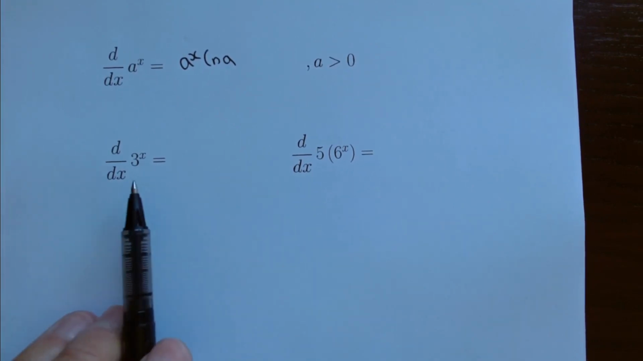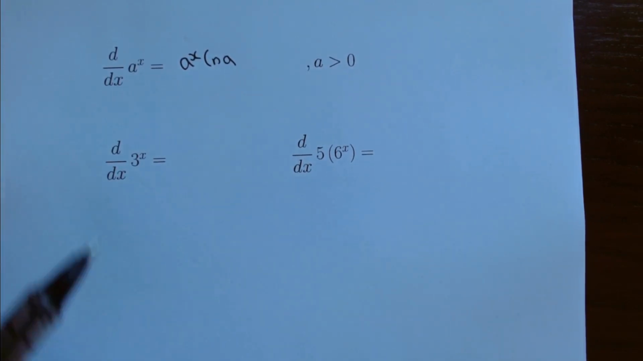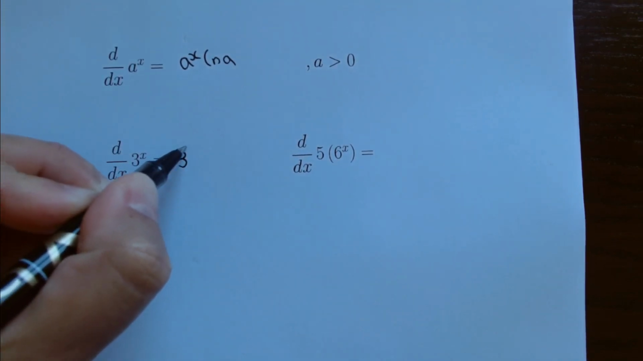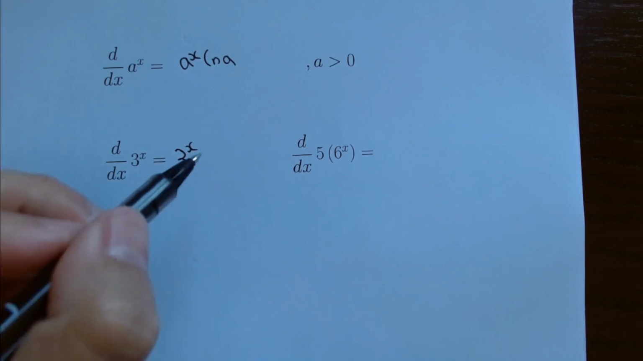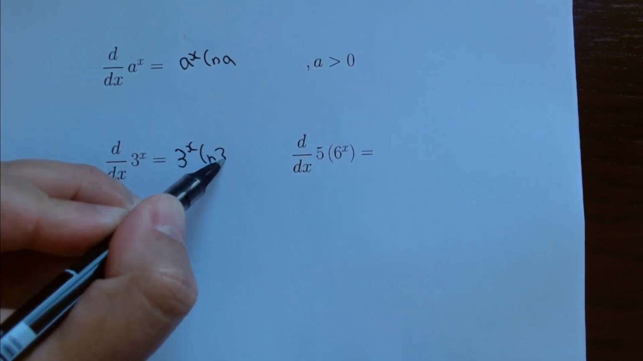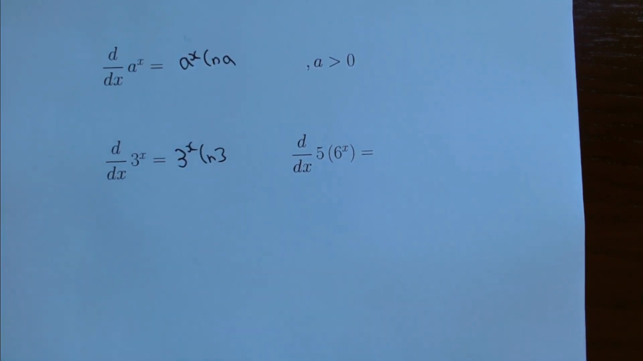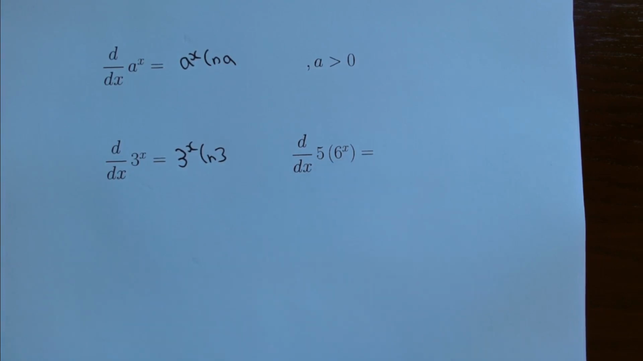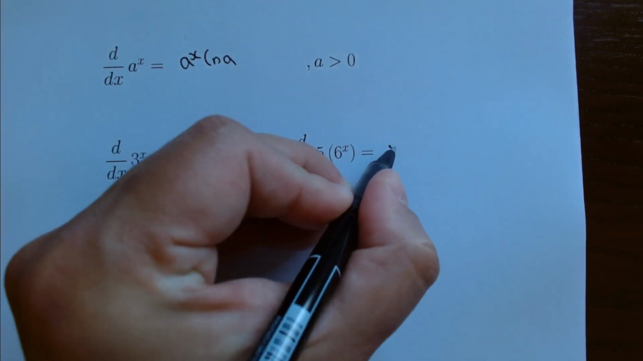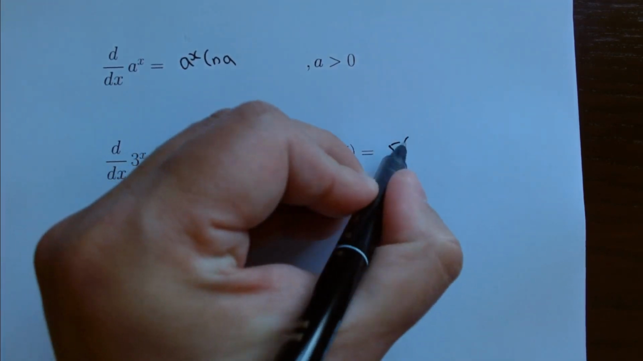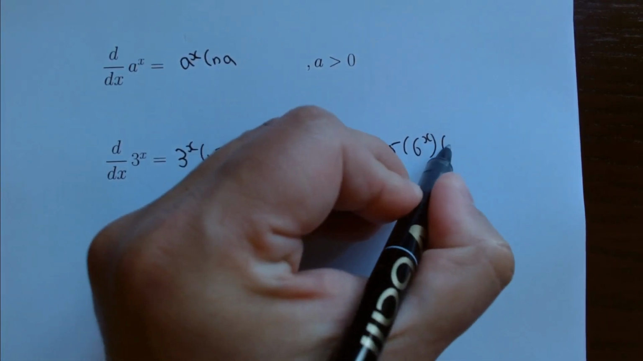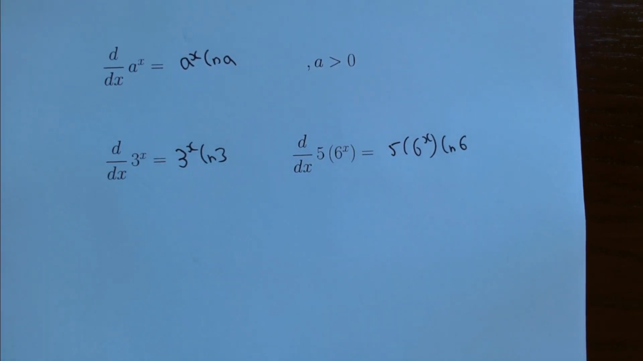So for example, to differentiate 3 to the x, because it's an exponential, you get back 3 to the x, but then you also get an extra factor of ln 3. If you want to differentiate 5 times 6 to the x, you get 5, and then you get back the exponential, 6 to the x, and then you have to add on ln 6.